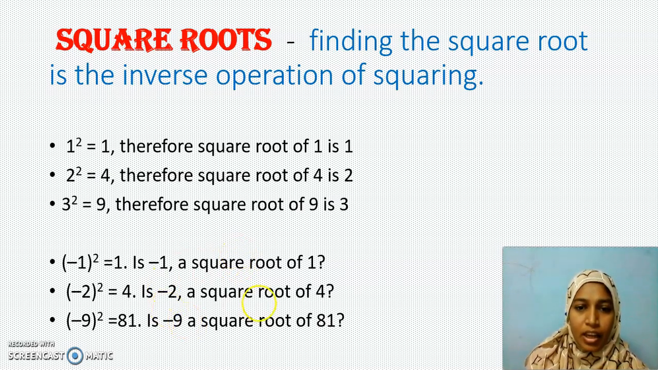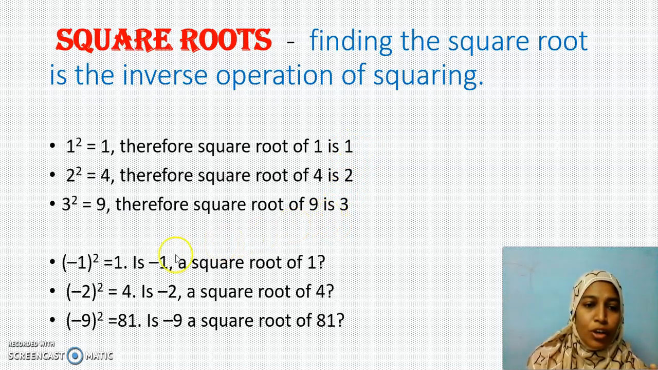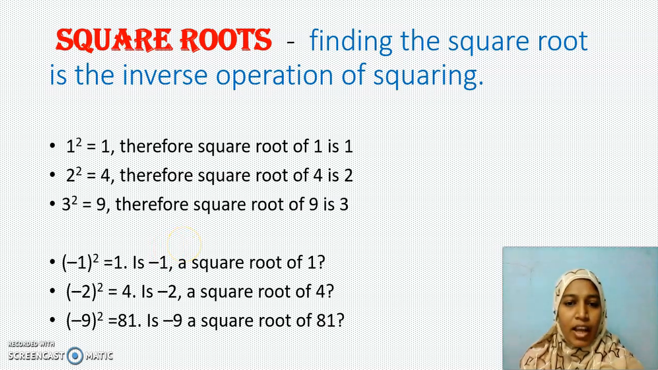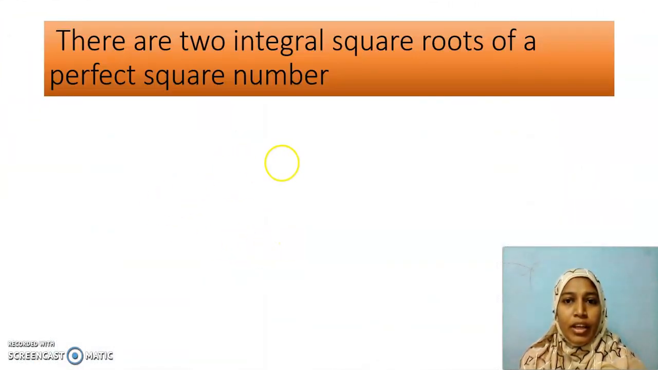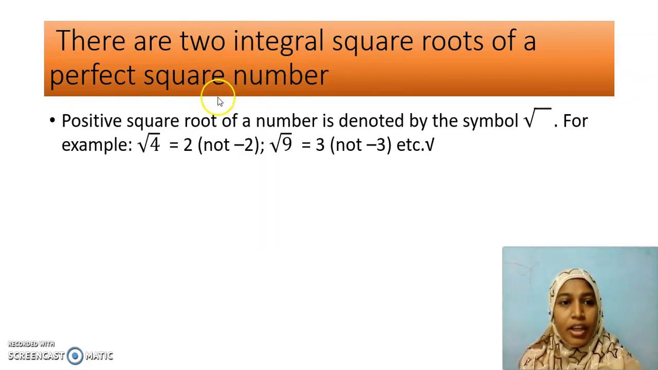But in class 8, we are going to learn about only positive roots, not negative roots. Okay, my dear children, from 8 to 10, we will consider only positive square roots. No need to think about the negative square root. But you should know that a square root will have both positive and negative answers. See here, there are two integral square roots of a perfect square. Two integral in the sense plus square root 1 and minus square root 1. That's how I have concluded here.